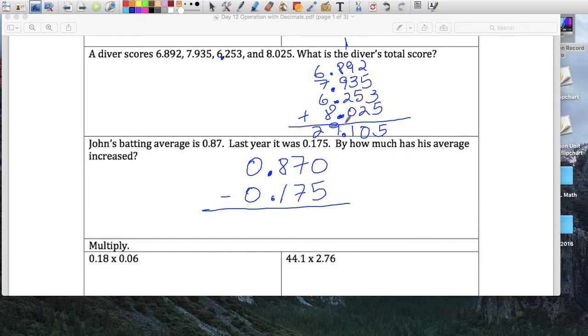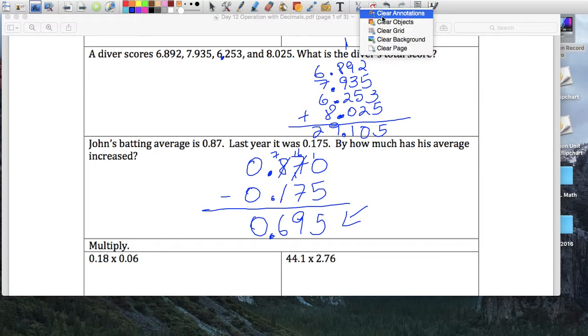Okay. Now we can do some borrowing. We're going to borrow from the 8. 8 becomes a 7. This becomes a 17, which will become a 16, and this will become a 10. 10 minus 5 is 5. 16 minus 7 is 9. 7 minus 1 is 6. Bring the decimal down. And 0. So how much did it increase by? It increased by this much. It's a pretty ridiculous batting average.